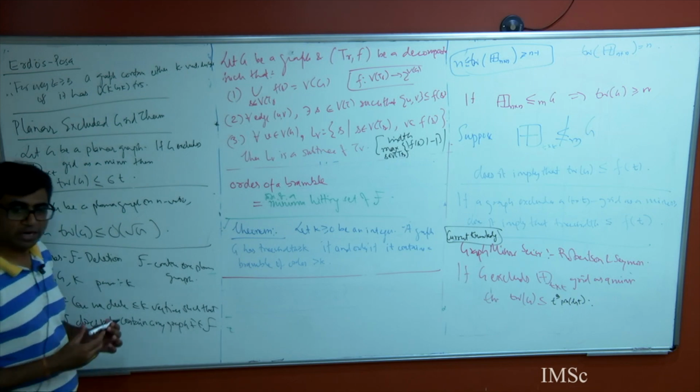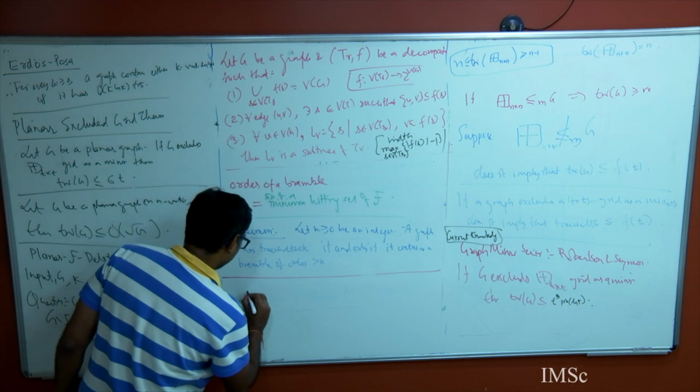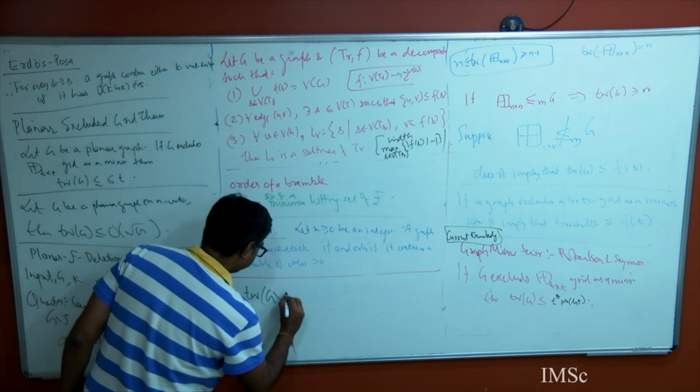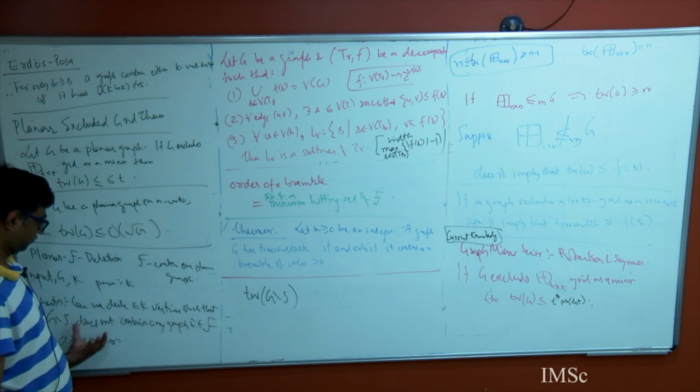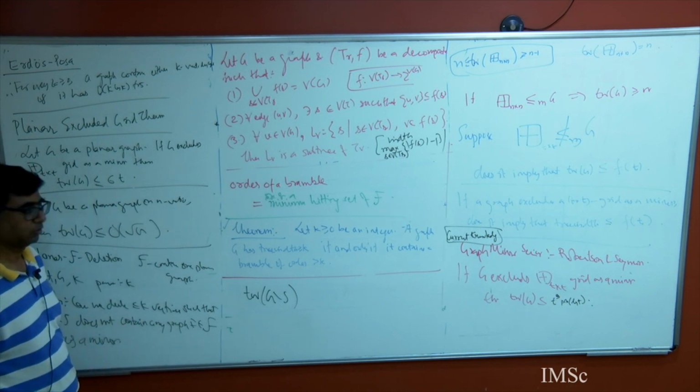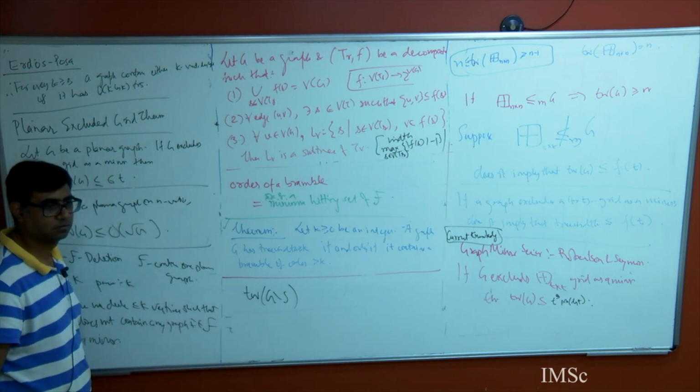So, look at a graph. What is the tree width of G minus S? S is the set of vertices whose deletion, what will be the tree width? Can you say something?